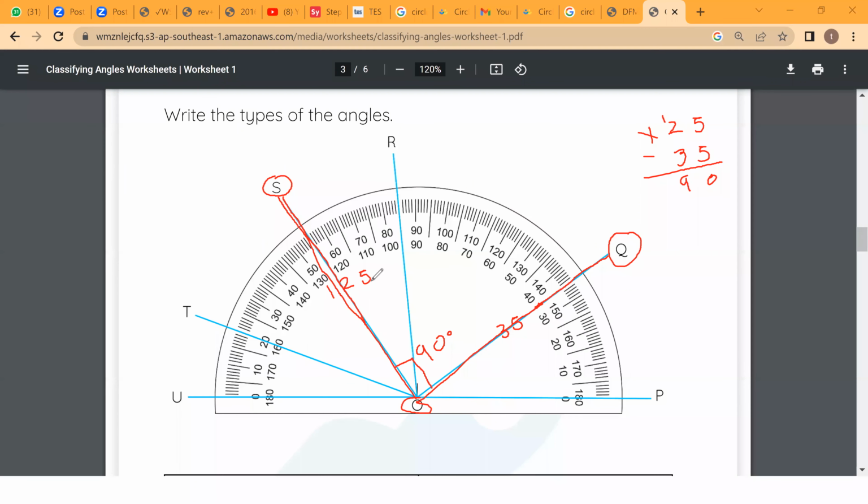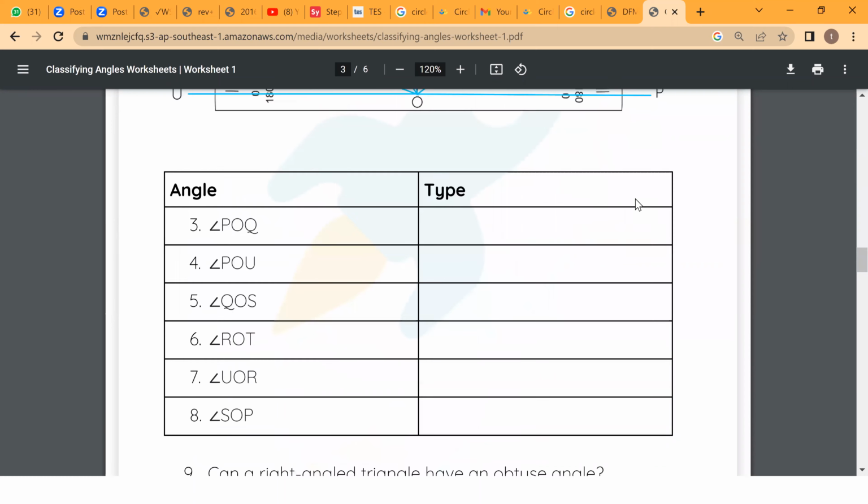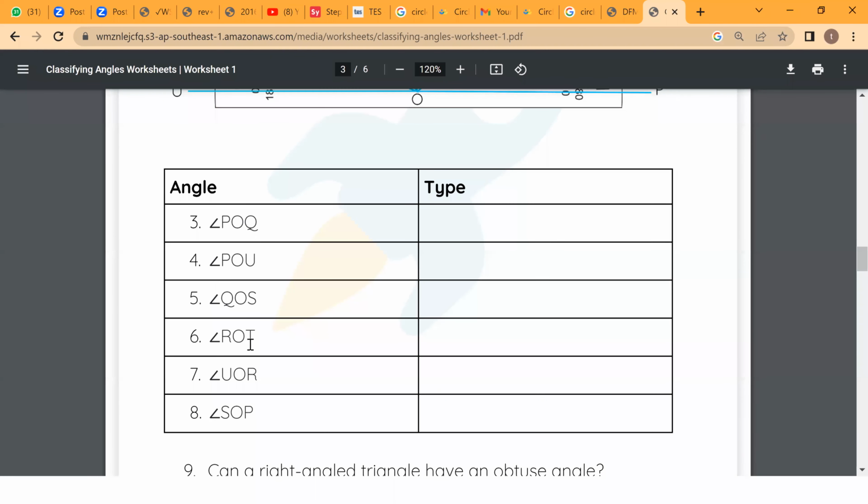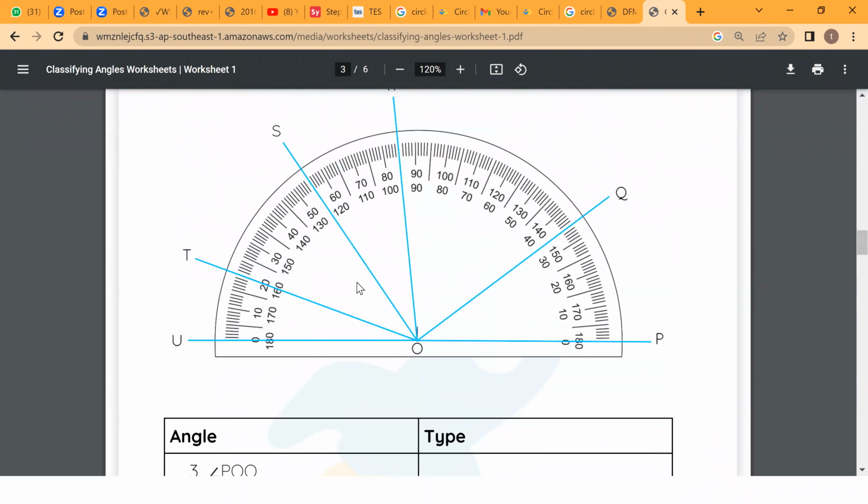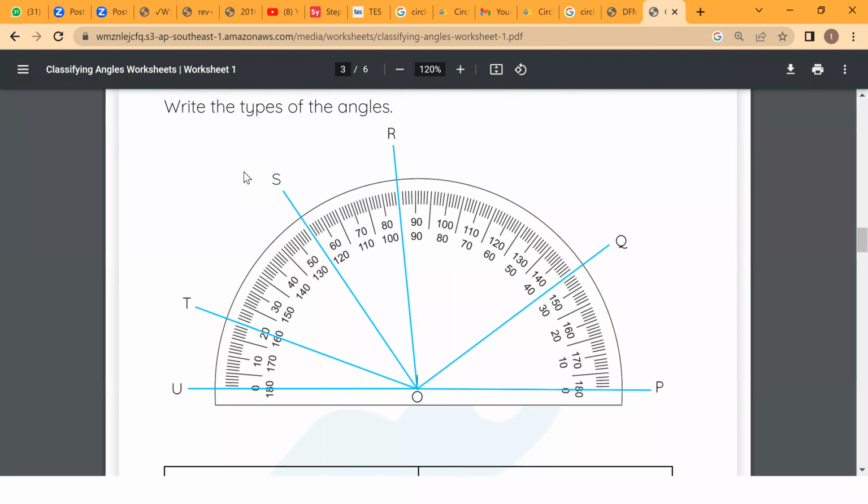Okay, so that's QOS. Next up, we have ROT. What is the size or measure of ROT? Less than 90 degrees. Who says that? Dornick. Okay. It's less than 90.